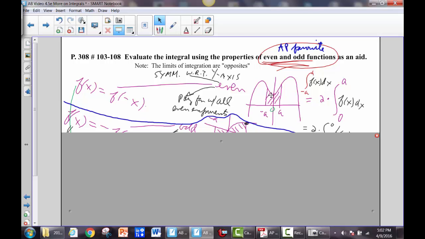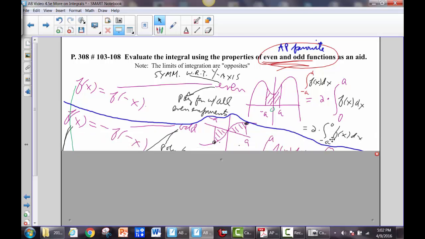Therefore, for example, pretend this is symmetric. It's not quite, but pretend it is, okay? If I go from negative a to a, because of the symmetry, the region between negative a and 0 will be the same as the area of the region between 0 and a. So the integral from negative a to a for an even function will be 2 times the integral from 0 to a, or from negative a to 0.